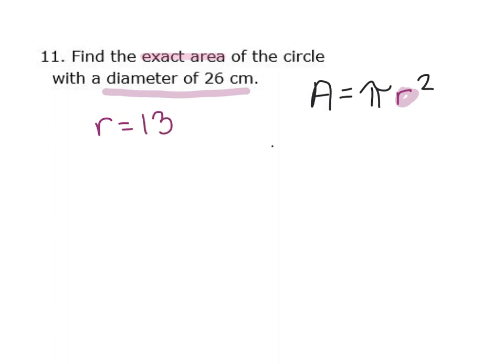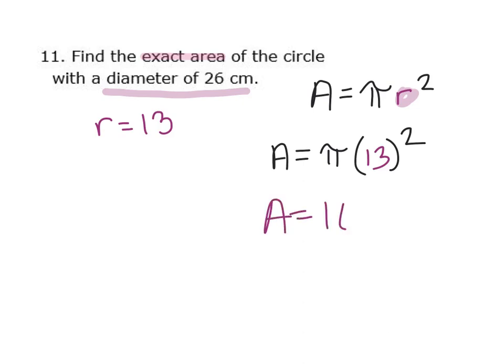And when we plug it in, area equals pi times our radius squared. Radius is 13. Because it's looking for the exact answer, we just need to multiply 13 by itself. And we get our area is going to be 169 pi centimeters squared. Exact area. Leave pi in your answer.